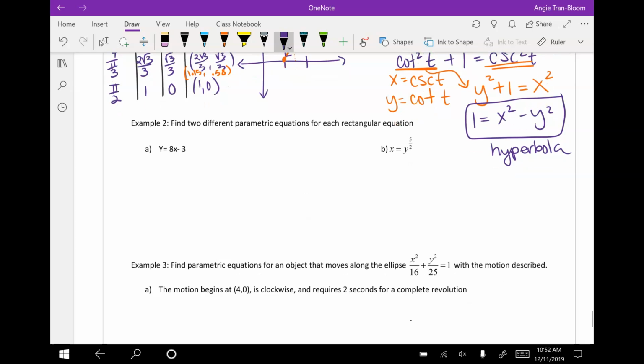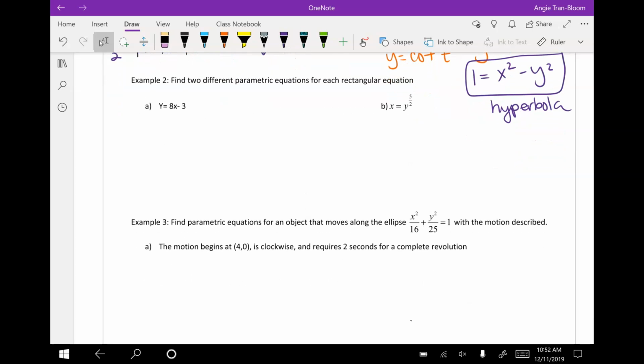Example 2. Find 2 different parametric equations for each of those rectangular equations below. A, would you agree that's a line? This line, what's the domain and what's the range? Are there any restrictions for this line? No. So no restriction. So domain is all reals. Range is also all reals.